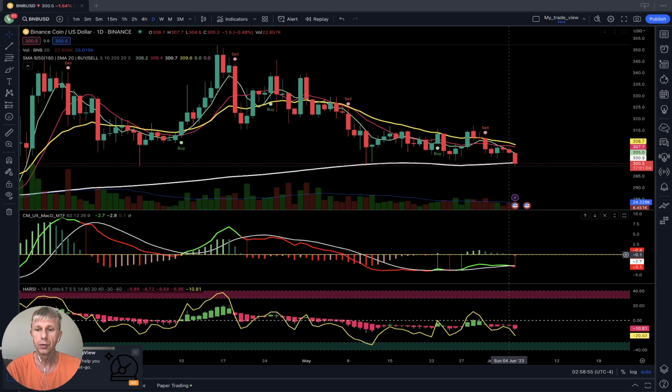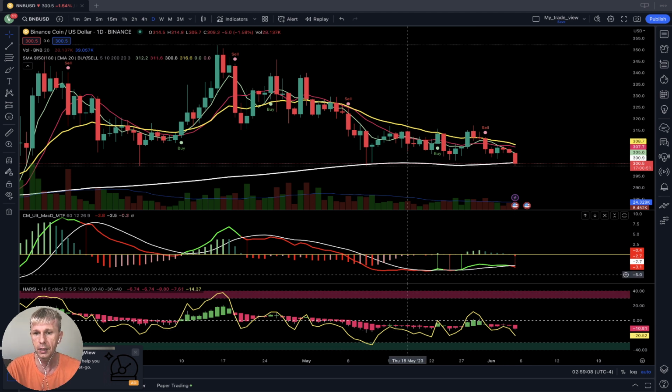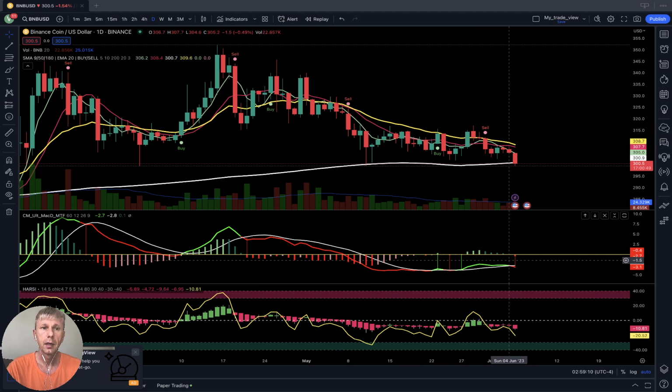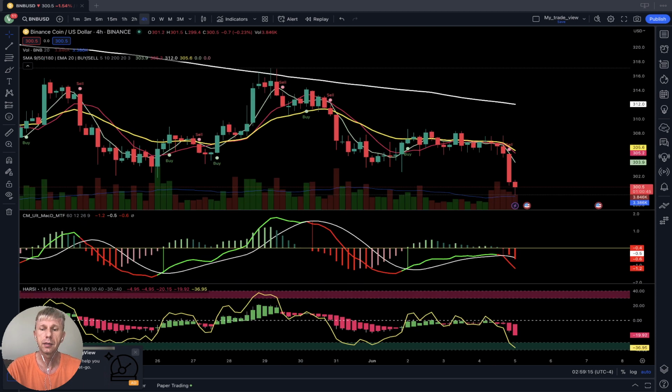BNB is bearish on the daily time frame, right? It has some bullish divergence. You see this price action is kind of flat, but RSI is in an uptrend. Also, MACD is in an uptrend. Let's move to the 4 hours time frame for Binance.